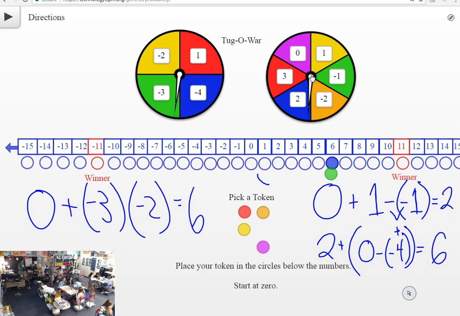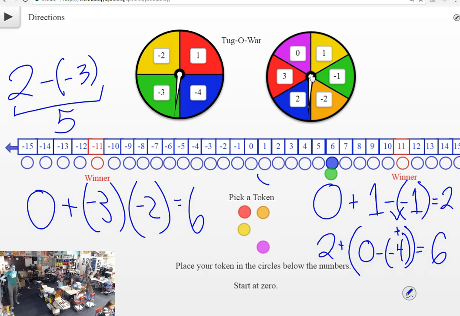Hey, so Mr. Smith just won. He just hit the spinners again. He got negative 3 and 2. How can he use negative 3 and 2 to get him to win? Should he add them together? Subtract them. If he does 2 minus negative 3, what's that make? 5. He moves 5 from 6 to land on 11, and Mr. Smith wins.